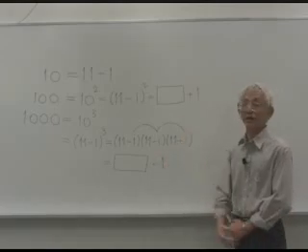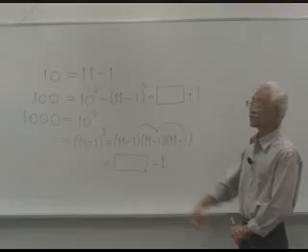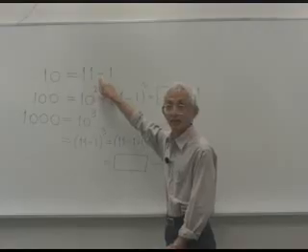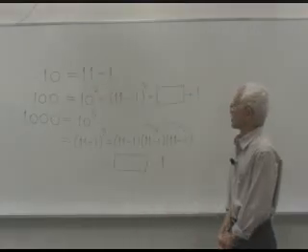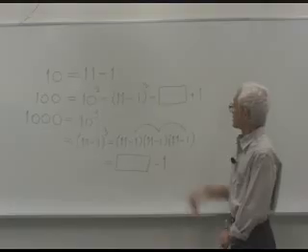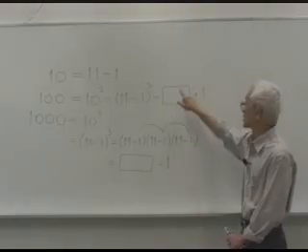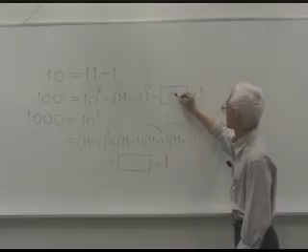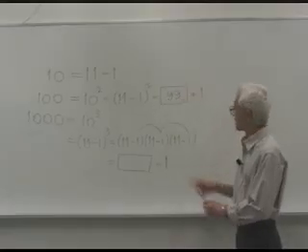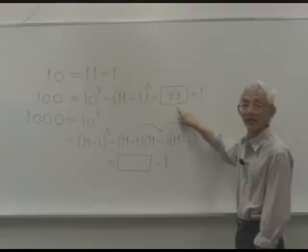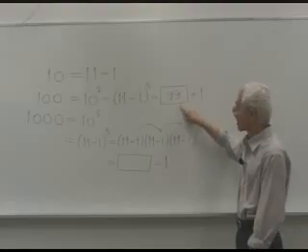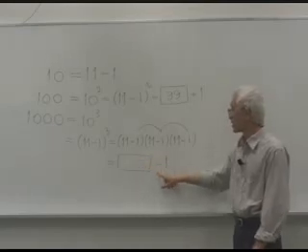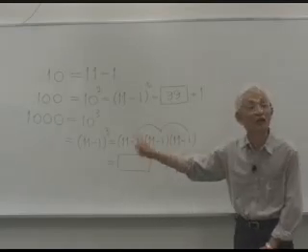Let us review what we have done. Can you see that if it's 10, then it's 11 minus 1. When it is 100, then it's something plus 1. Of course, we can figure out what this is. This will be 99. And sure enough, 99 is divisible by 11.